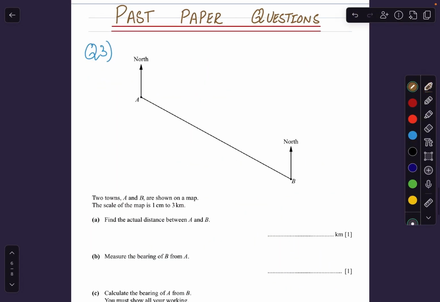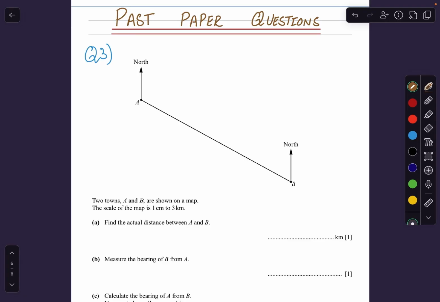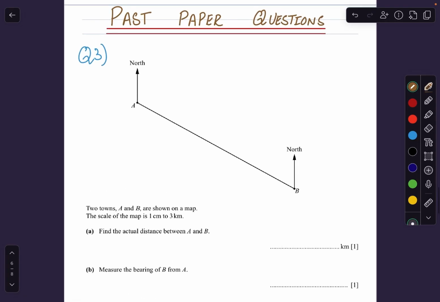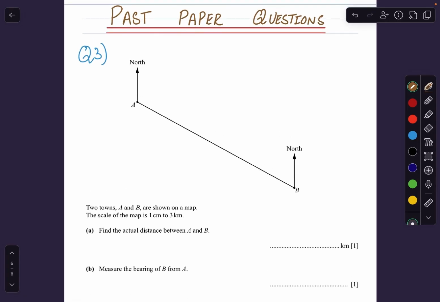Question number 3, that's another past paper question. In this question, grab your protractors and scales, that's a very important one as well. Now this question shows two towns A and B on a map. We have been given one town A and another town B, and the north of both A and B have already been drawn.